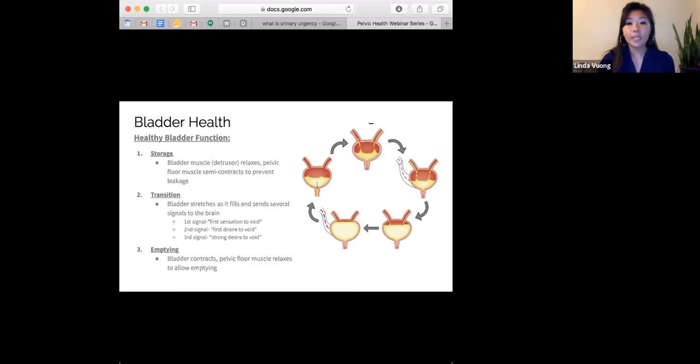So the transition phase is the filling phase. You actually have three signals, essentially. You could have more, but we break it down into three different signals. The first signal you get is what we call the first sensation to void. You have about 5 to 7 ounces in the bladder, and it's just the bladder telling you, hey, think about it. If you are busy, don't have a restroom, or don't need to go, then we delay. And when some time goes by, whether it's 5 minutes, 10 minutes, an hour or two, you get a desire to void. That is our second knock on the door, if you will.